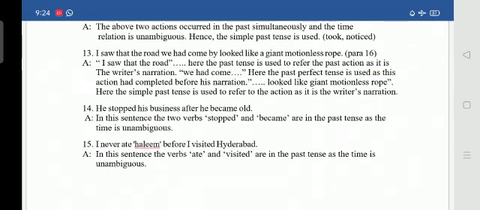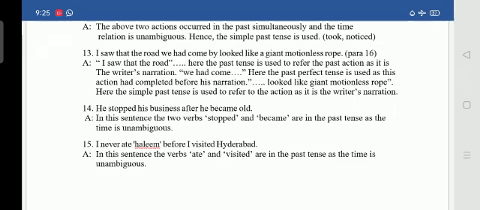See the 13th. I saw that the road we had come by looked like a giant motionless rope. This sentence is in para 16. I saw that the road. Here the past tense is used to refer to the past action as it is the writer's narration. We had come. Here the past perfect tense is used as this action had completed before his narration. Looked like a giant motionless rope. Here the simple past tense is used to refer to the action as it is the writer's narration.